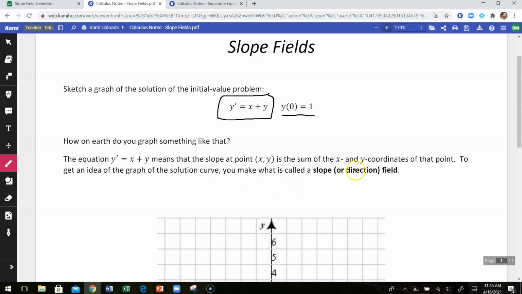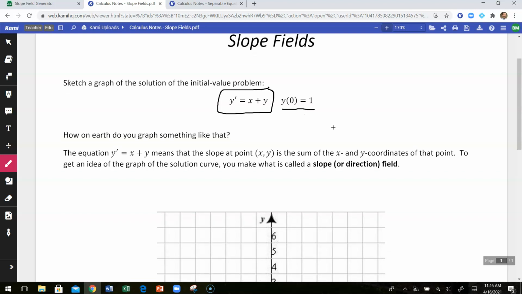And we're going to graph maybe one specific one, and that would be what this initial value problem would be. But I want to first create a guide that all of those solutions would fit. And that is what a slope field is. So how do we create this slope field? What does that look like?